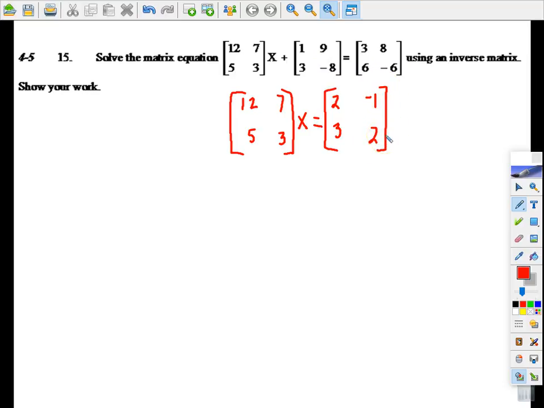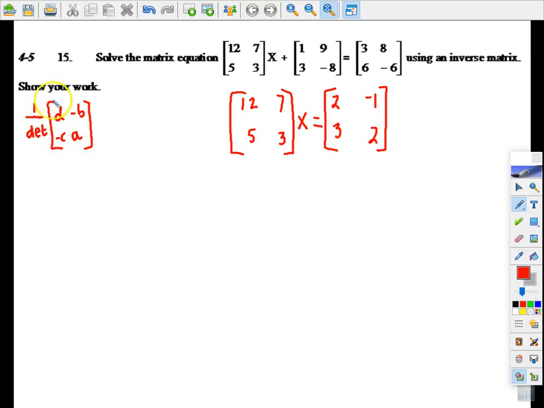Okay, so now to undo multiplication, we're going to multiply by an inverse. So we have to remember how to find the inverse of a 2 by 2 matrix. And once again, in case you forgot, I'll show you the formula for that, or the process. This is, in general, using variables, how we find the inverse. Okay, so make sure you know this well before you come in to take the test.